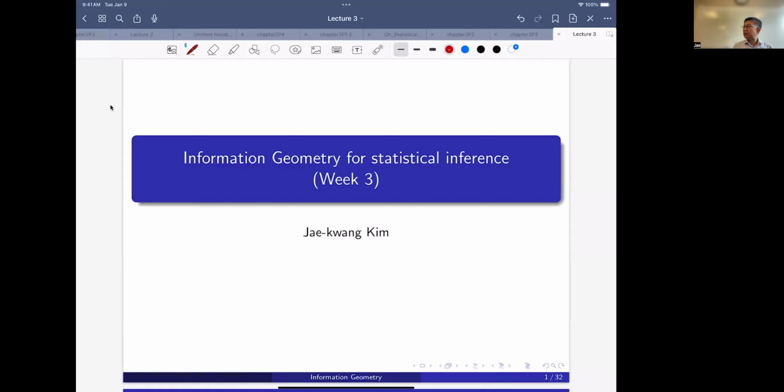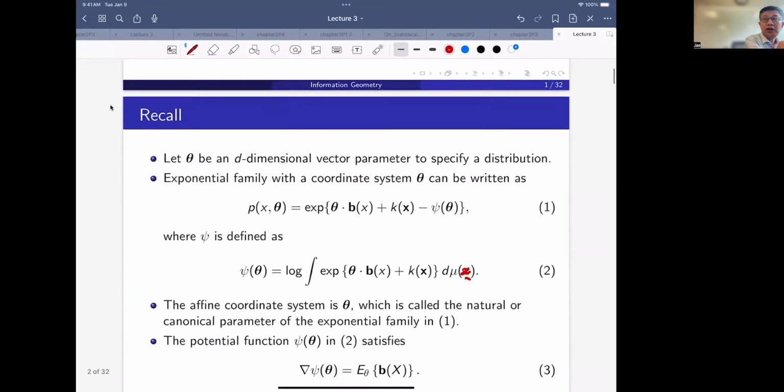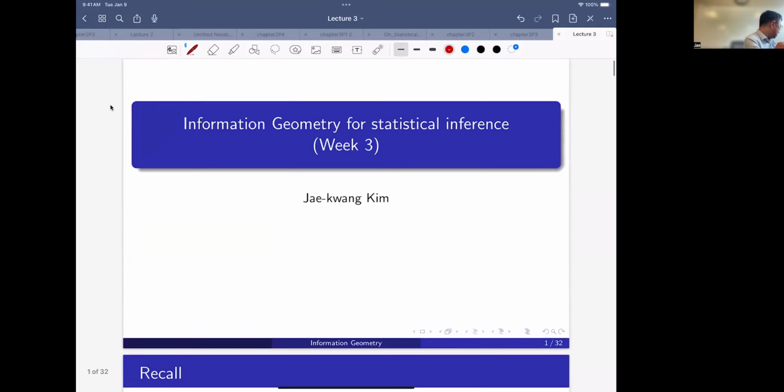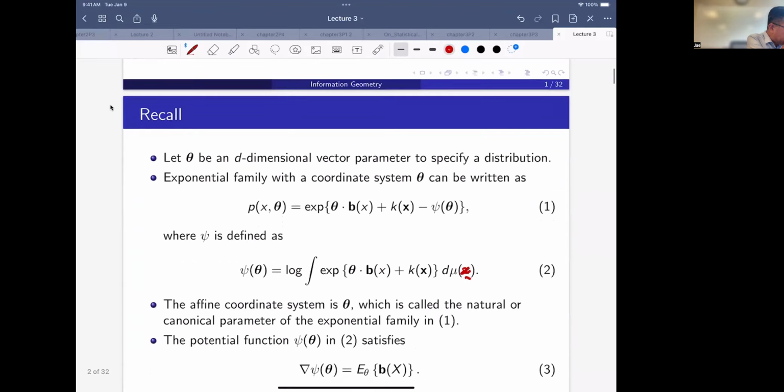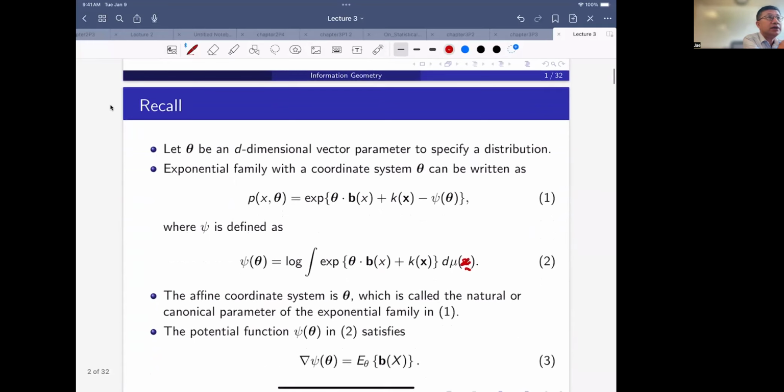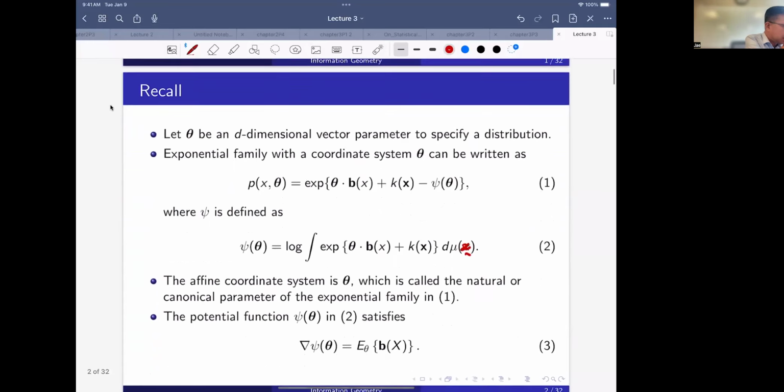This is our third week lecture, and we're going to move on to generalizing Kullback-Leibler divergence and discuss projection using Bregman divergence. Recall that theta is the parameterization. So this is basically the e-flat, e-geodesic space.